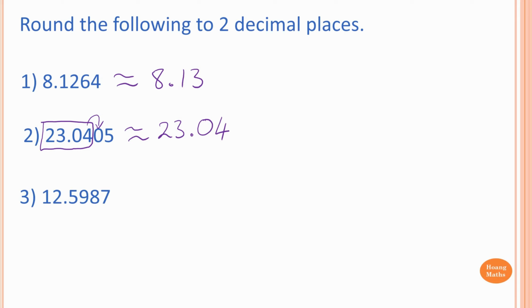Last one, 12.5987. Correct to 2 decimal places, or round to 2 decimal places if you like. So this is 12.59. We check the number after 9, which is 8. So more than 5, of course. So we add 1 to 59. 1 add 59 is 60. So which is 12.60.